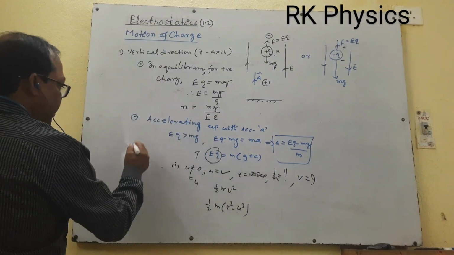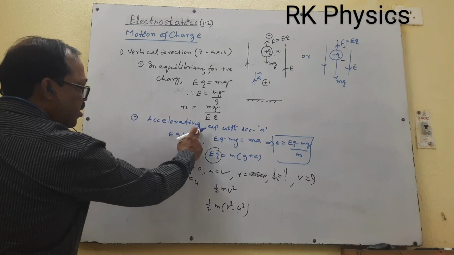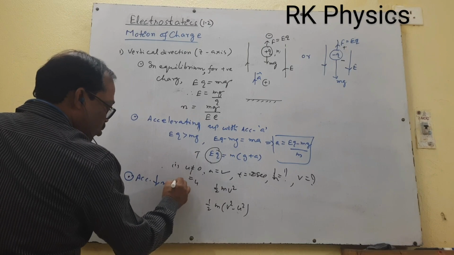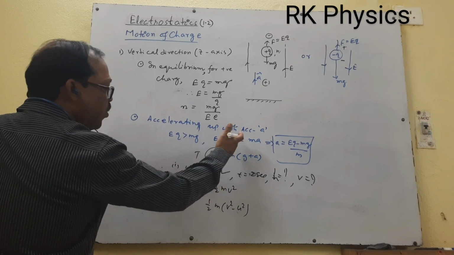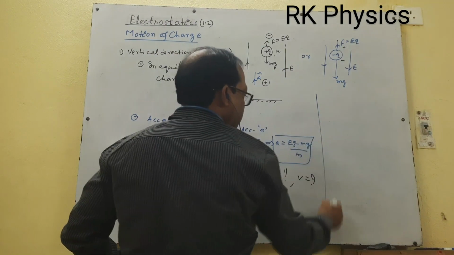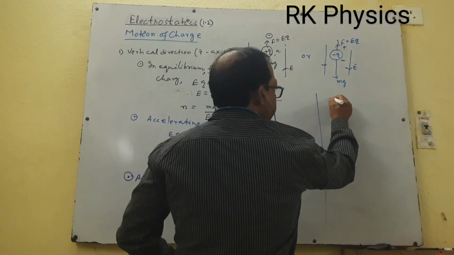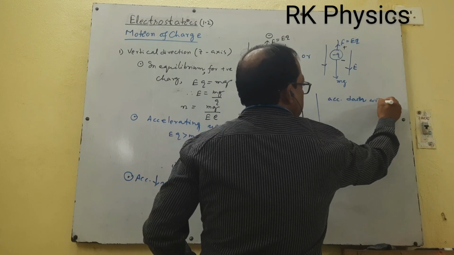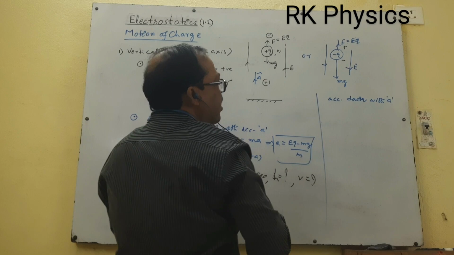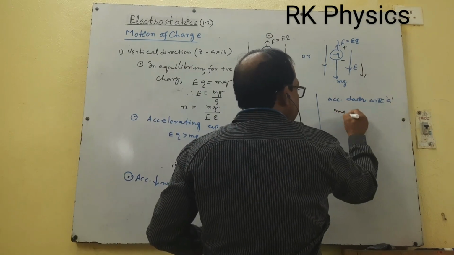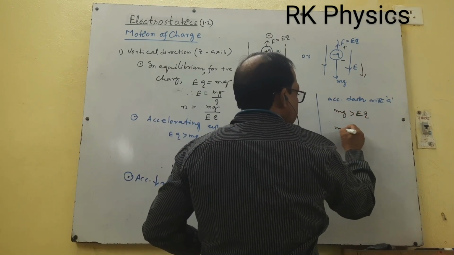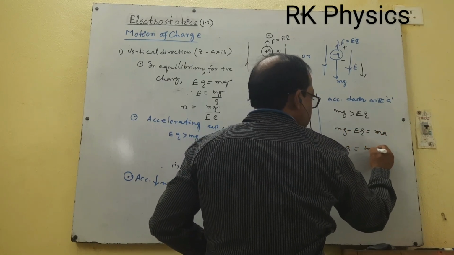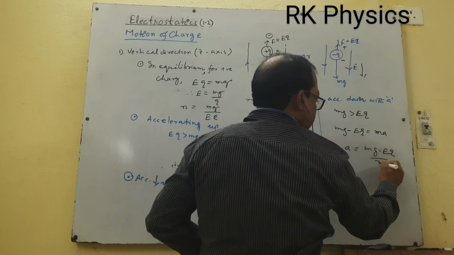Similarly, my second point is, if the object is accelerating down with acceleration a, same formula. If it is accelerating down with acceleration a, then mg must be greater than eq. So mg minus eq equals ma. So what is a? a equals (mg minus eq) divided by m.